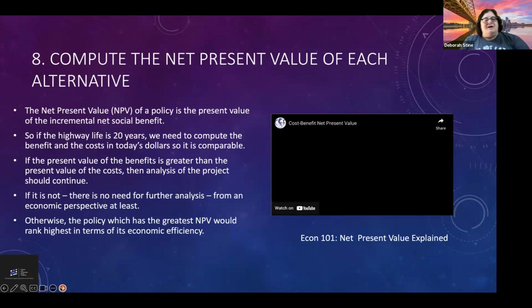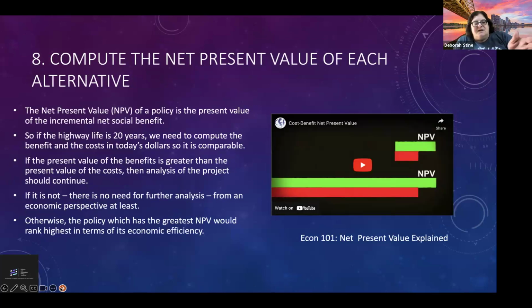Okay. So again, this is basically the second part of this. We take the net present value of a policy, which is the present value of the incremental net social benefit. And so we're bringing it all down to the same terms. If the present value of the benefits is greater than the present value of the cost, then the analysis should continue. But if it's not, then from an economic perspective, it does not make sense to do the intervention. So you're looking again at economic efficiency, what's going to get the best bang for the societal buck when compared on equal economic terms.